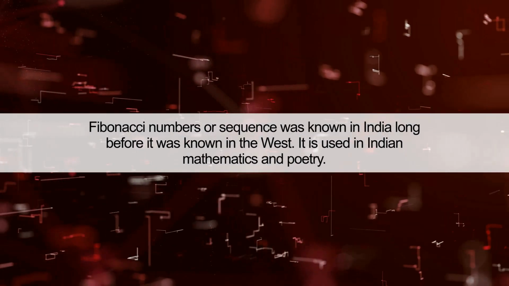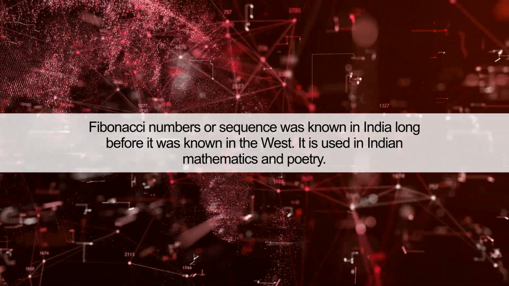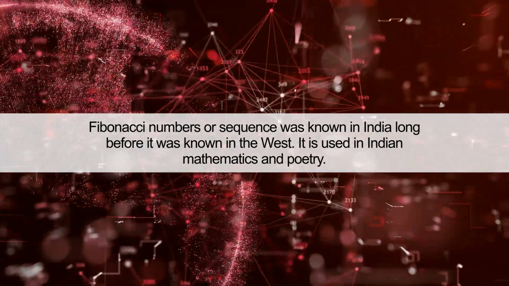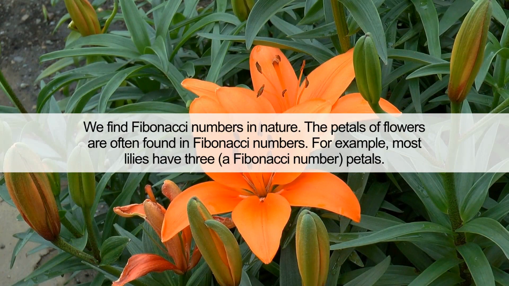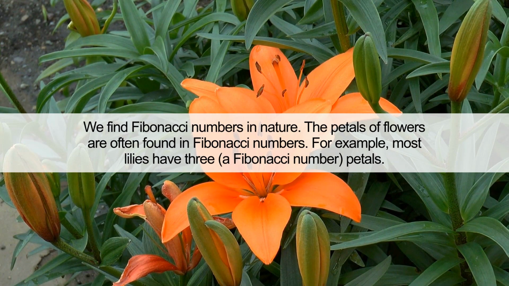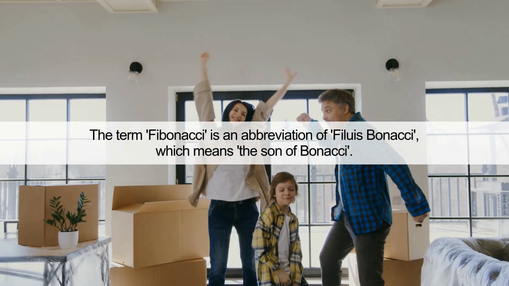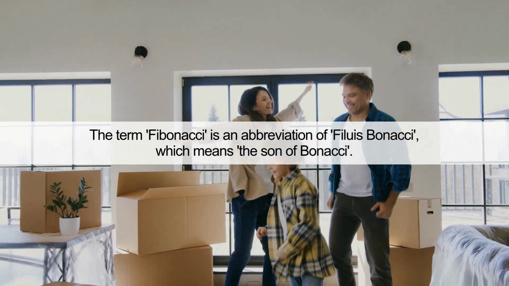The Fibonacci sequence was known in India long before it was known in the West. It is used in Indian mathematics and poetry. We find Fibonacci numbers in nature. The petals of flowers are often found in Fibonacci numbers. For example, most lilies have 3 Fibonacci number petals. The term Fibonacci is an abbreviation of Filius Bonacci, which means the son of Bonacci.